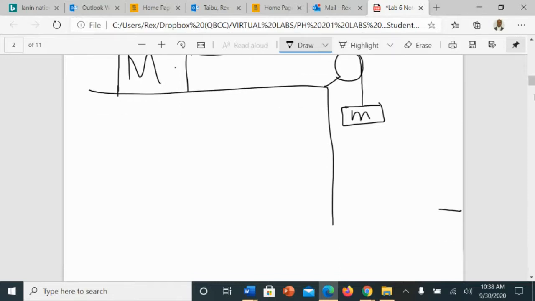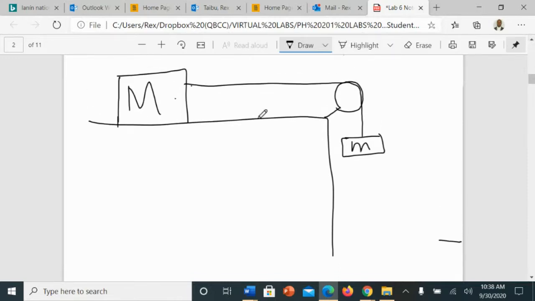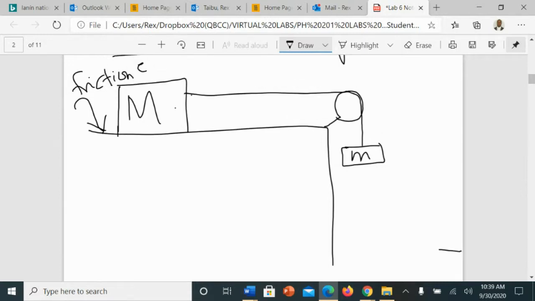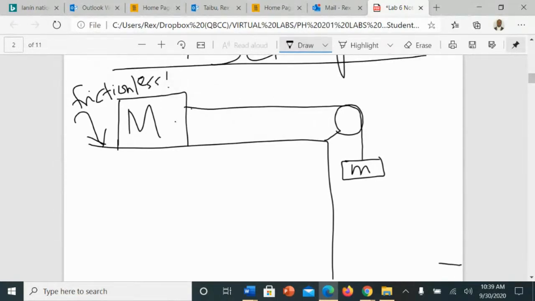Now let's look at the dynamics here, the way things are. First of all, please take note that this one is frictionless. We are going to use an air track. The air track is used for this experiment to provide a frictionless surface.